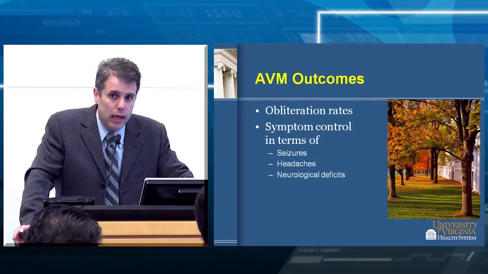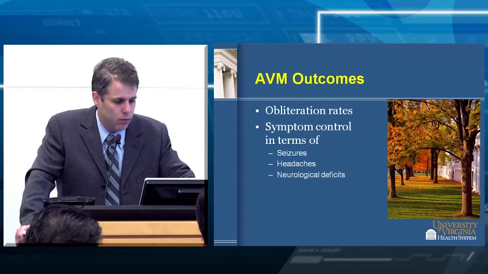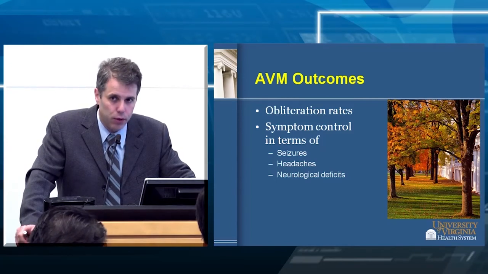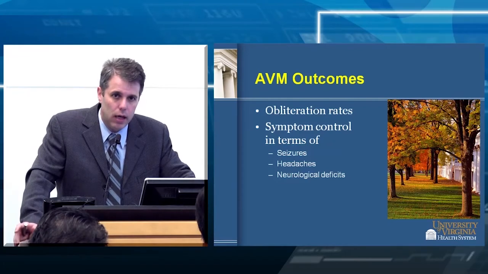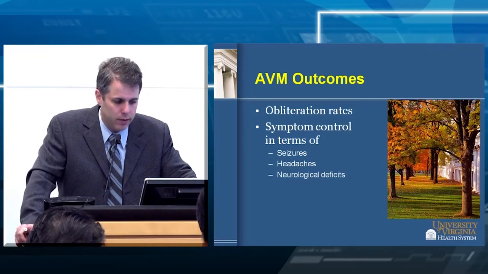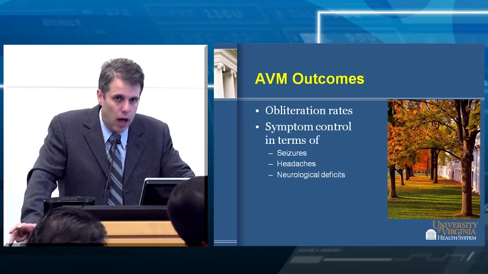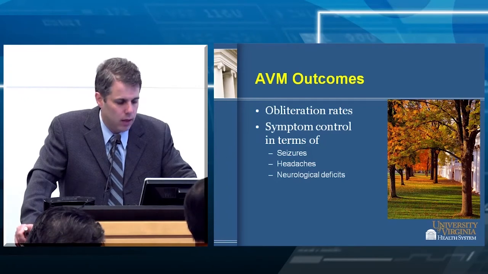So in outcomes for radiosurgery with AVMs, we're really looking first and foremost at obliteration rates. And by obliteration, I mean that the AVM is occluded on post-radiosurgical angiographic testing. Certainly MRI, MRA can be used to confirm obliteration, but there may be a false negative test with MRI, MRA.